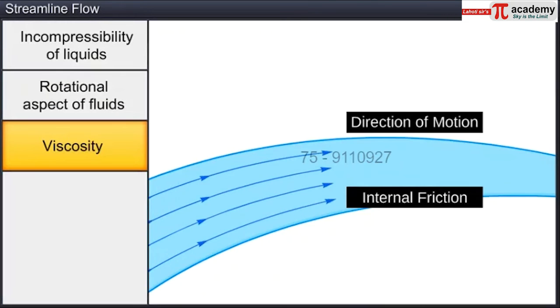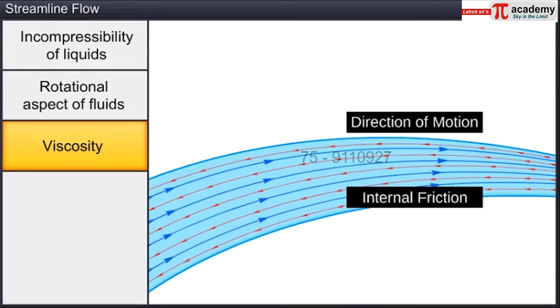The viscosity of a fluid is related to the internal friction when a layer of fluid slips over another layer. In a non-viscous liquid, the effect of friction is neglected.